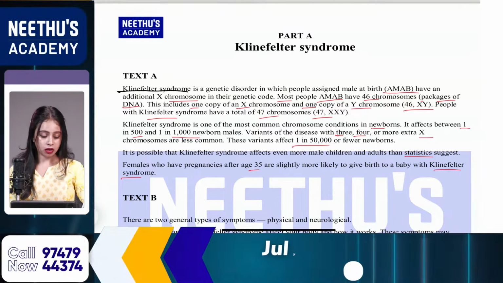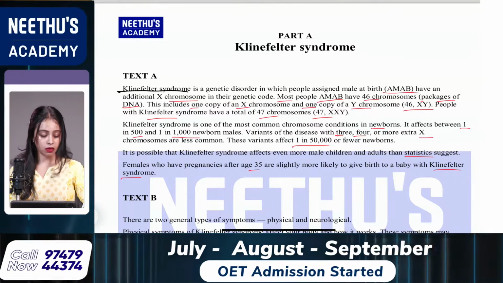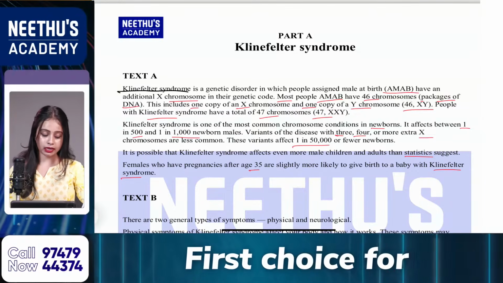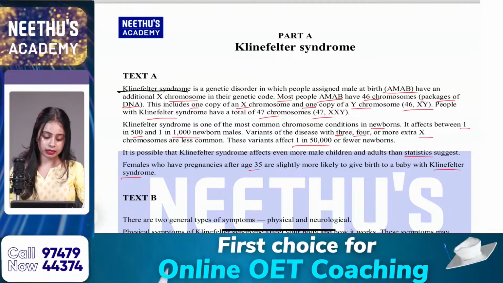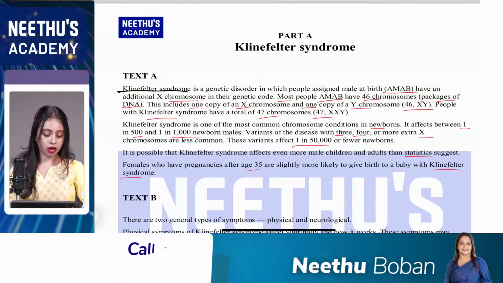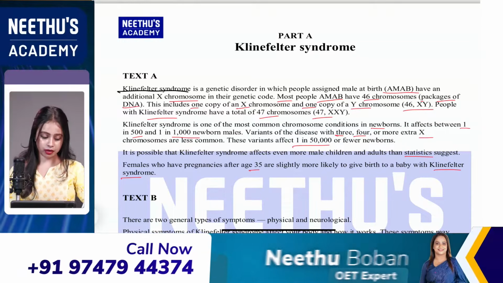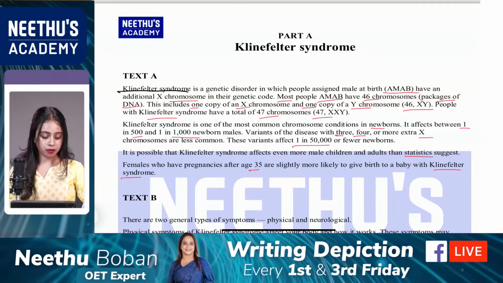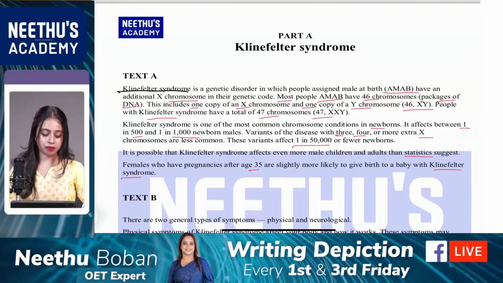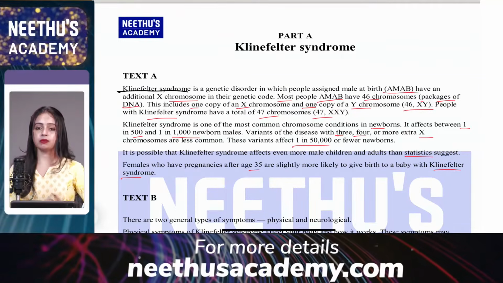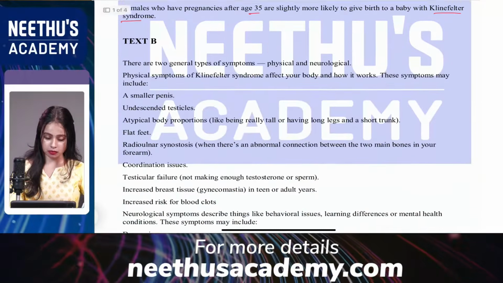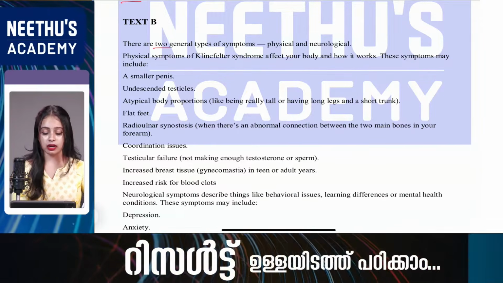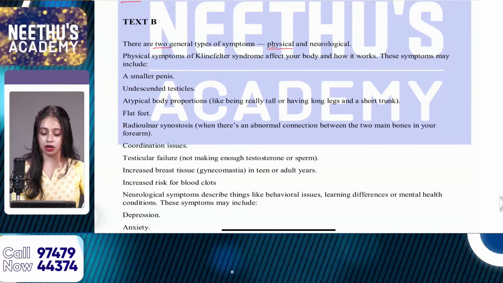Very good. Okay, Aniha: heading, subheading, numbers, signs and symbols, names, abbreviations, all things in brackets, italicized, indicators regarding time, words related to experiments, research, bullet points. Very good, very good. Okay, Riba: heading, subheading, brackets, signs and symbols. Okay, so that's all about that. Now we are moving to text B. There are 2 general types of symptoms, physical and neurological.